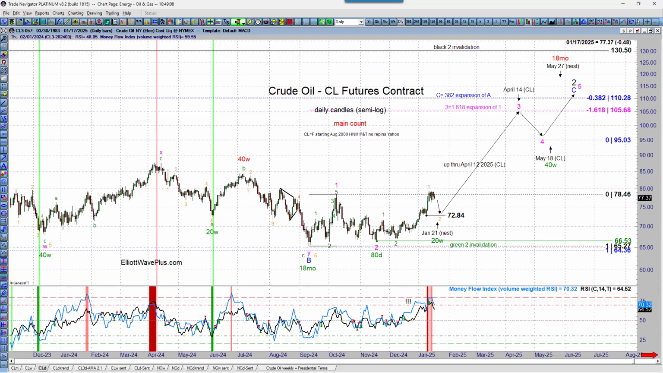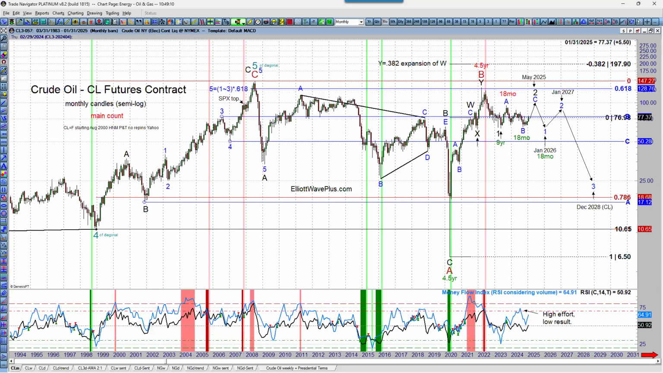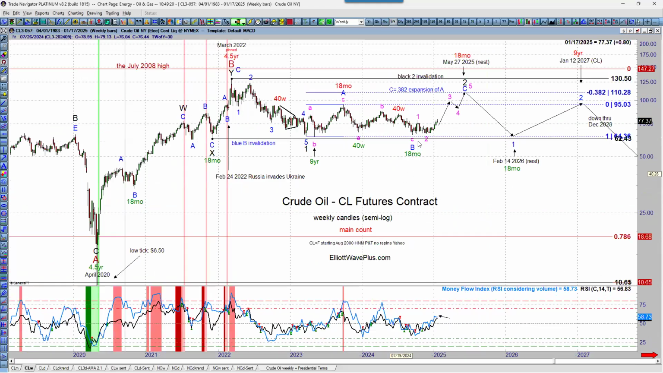Now moving on to commodities, we'll move to crude oil first. The general idea is that crude oil is going to rally during the first half of this year. It has started into that rally. And so we're generally still looking to the upside on crude oil until late May. Also in the weekly chart, you can see that the money flow has been above the RSI, and that is bullish.